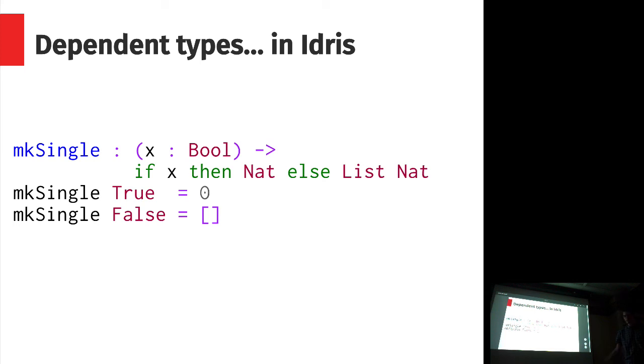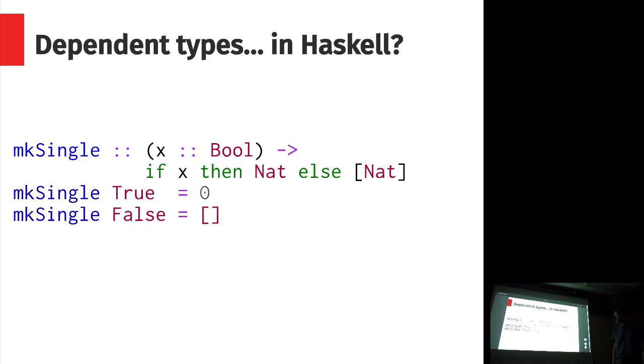This is the simplest example of a program I could think of that leverages dependent types somehow. We have this function makeSingle, and it takes a Bool as an argument, call it x, and depending on whether x is true or false, it's either going to return a Nat or a List Nat. So that's cool, right? We can have our return type depend on the value of an argument. That's pretty sweet. So the question is, can we take this example and convert it to Haskell?